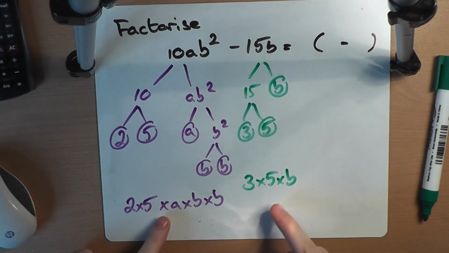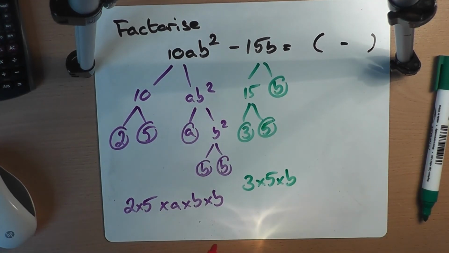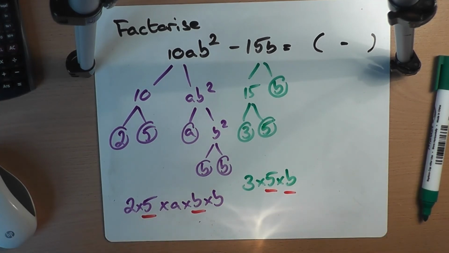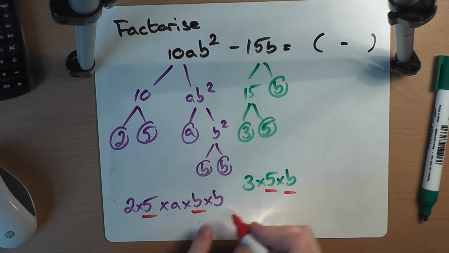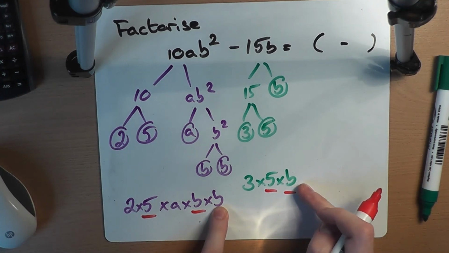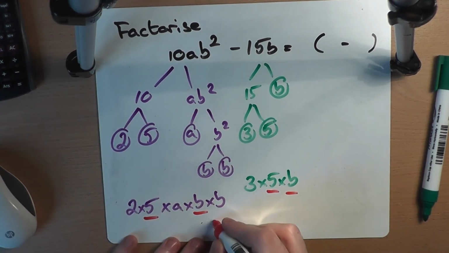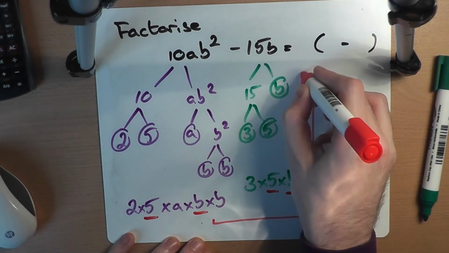To work out what goes on the outside of the bracket, we look at the 2 lists and we see what they have in common. Well, there is a 5 turning up in each, and there is a b turning up in each. That's it, because we have to go for direct pairings. There is a b here, but there is no b to pair it up with here. There is a 3 here, but there's no 3 in here at all to pair it up with. So that goes on the outside of the bracket.